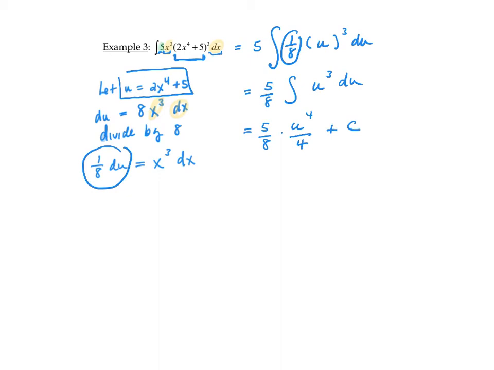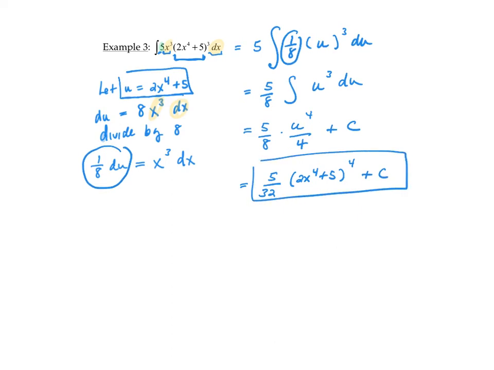Okay, multiply those fractions together. So you get 5 over 32. And then we're going to replace u with what we set u equal to in the beginning. So take u out and put 2x to the fourth plus 5 back in there. And again, don't forget about your plus c. And that's going to be our final answer.